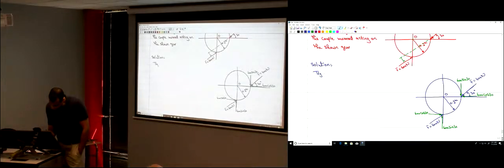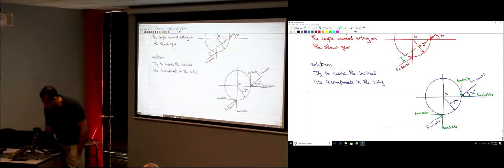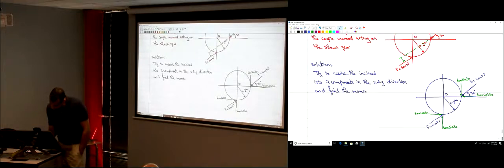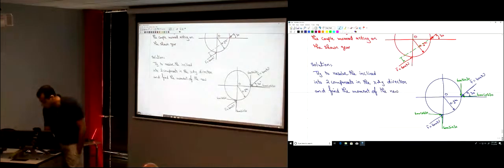So here, try to resolve the inclined force into two components in the x and y directions, and find the moment of the new two couples. We don't have one couple now, we have two couples.